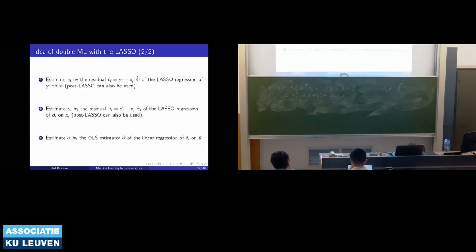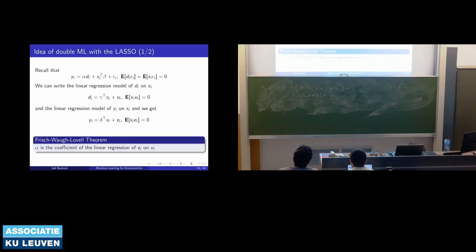Okay, so this suggests a natural approach. In an ideal world, I would just like to regress ei on ui by OLS, and then I get an estimator of alpha. Of course, I don't observe ei and ui. So the first thing I need to do is to estimate them. And how can I estimate them? Well, I can run the lasso regression of yi on xi. I get the lasso estimator delta L, and if I take the residual of this lasso regression, this is an estimator of ei.